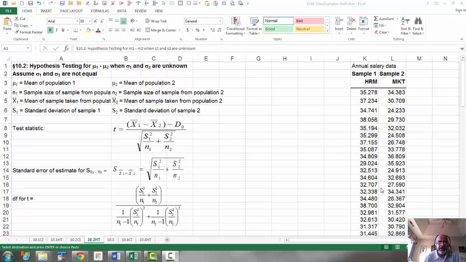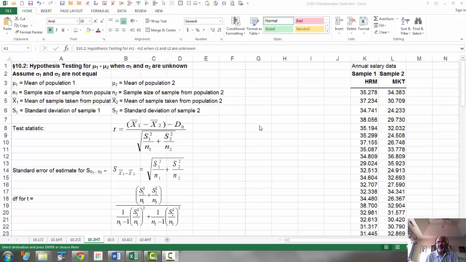Now we're going to look at an example of hypothesis testing when sigma 1 and sigma 2 are unknown. We're going to assume that the two standard deviations are not equal. We'll come to the case when they are equal in a little bit.